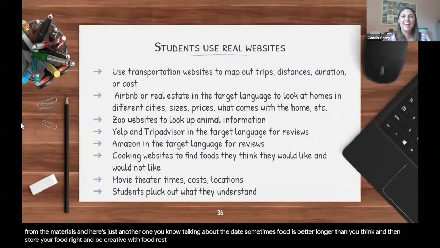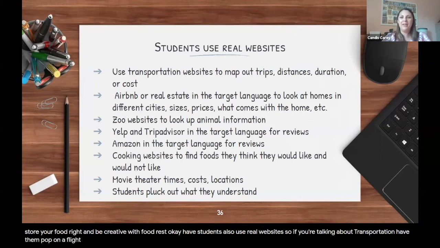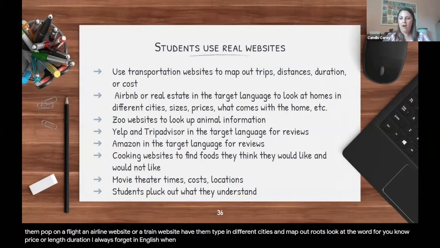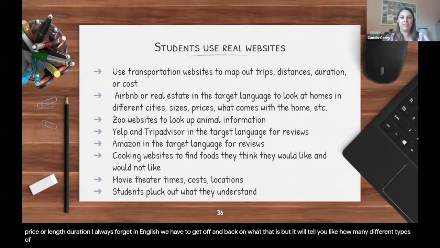Okay, have students also use real websites. So if you're talking about transportation, have them hop on an airline website or a train website. Have them type in different cities and map out routes. Look at the words for price or length, duration. I always forget in English what it's called when you have to get off and back on. Oh well. But it will tell you how many different types of transportation you have to take.